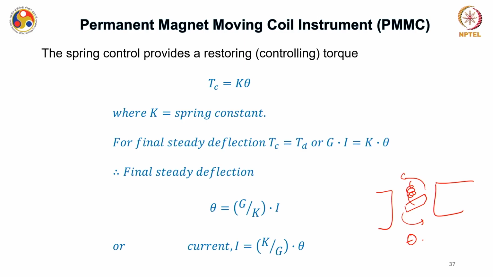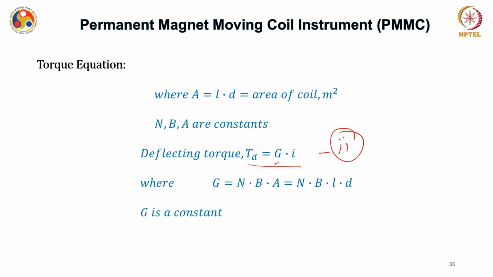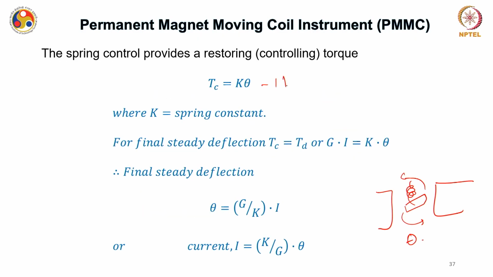Okay, the spring will also experience a torque which is proportional to theta, and Tc can be given as proportional to theta, or Tc equal to k into theta, where k is the spring constant. For final steady state deflection, this Tc has to be equated with Td, or from the previous equation, from the second equation, I am calling this a third equation. The second has to be equated with the third.